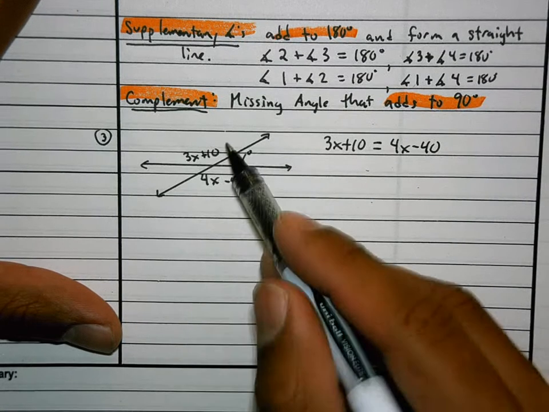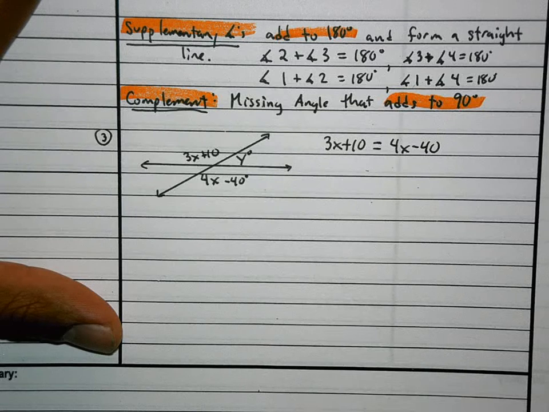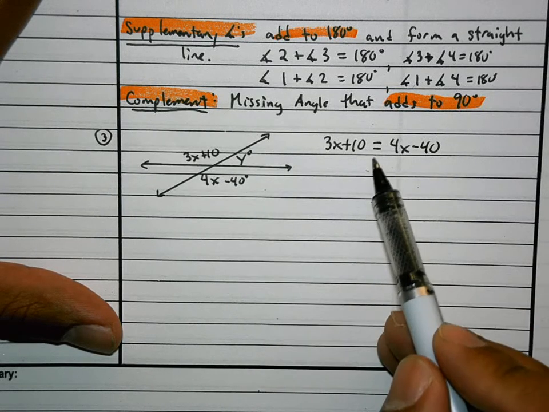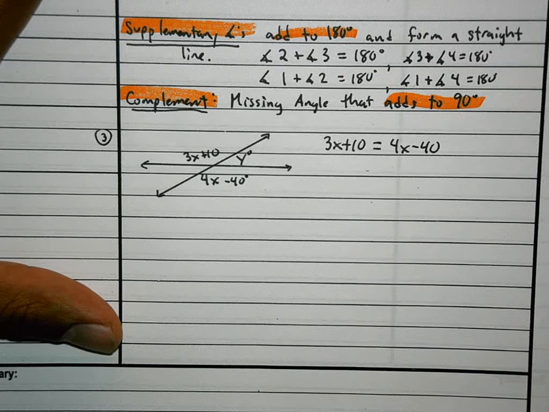Those are the vertical angles. Those are the ones that are across from each other. The obtuse side is congruent to the obtuse side. We're going to put an equal sign right there. They're equal to each other. And now we just do the math.